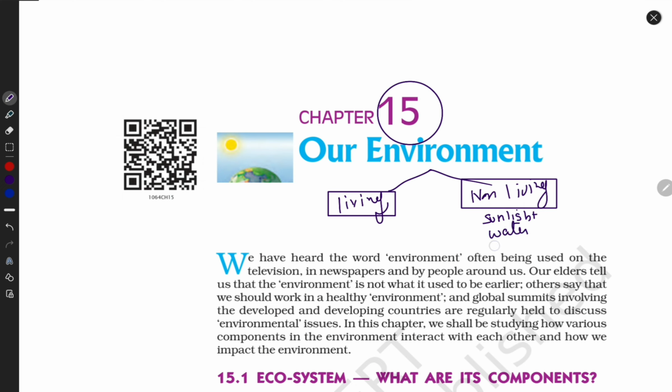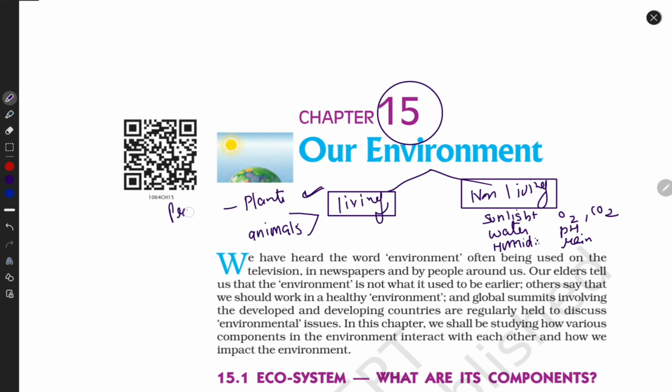water, humidity, oxygen, CO2, pH, rain, everything. They are dead, but they are necessary for life. And living things, what are the examples of living things? Plants and animals.